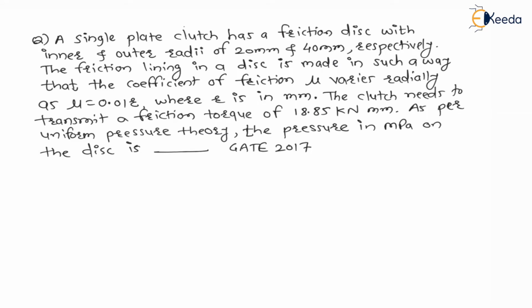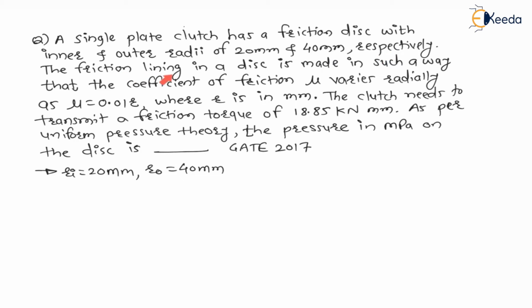The question is, a single plate clutch has a friction disc with inner and outer radii of 20 mm and 40 mm. Here the inside radius Ri is given as 20 mm and the outside radius Ro is given as 40 mm respectively.